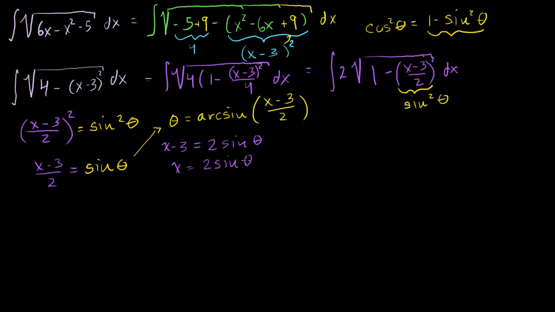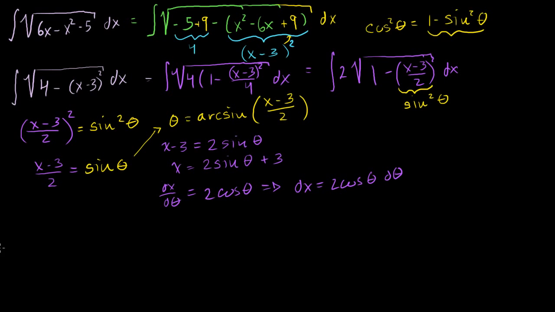So x is equal to 2 sine of theta plus 3. Now, if we take the derivative of both sides with respect to theta, we get dx d theta is equal to 2 cosine of theta. Derivative of this is just 0. Or we can multiply both sides by d theta, and we get dx is equal to 2 cosine of theta d theta. And we're ready to substitute back into our original indefinite integral.